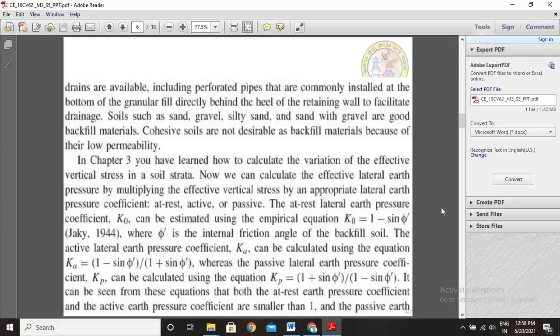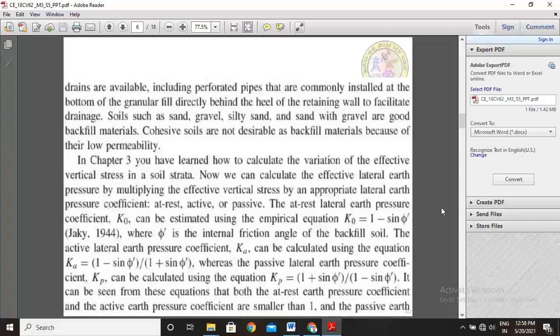The active lateral earth pressure coefficient Ka can be calculated using the equation Ka equals (1 minus sin phi) divided by (1 plus sin phi). You remember these equations. To calculate the coefficient of active earth pressure Ka, the equation is (1 minus sin phi dash) by (1 plus sin phi dash). Here phi is nothing but the angle of internal friction of the backfill.